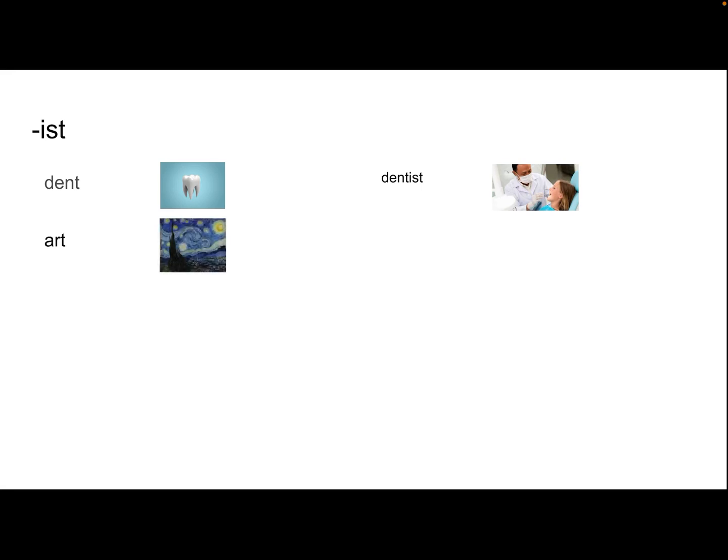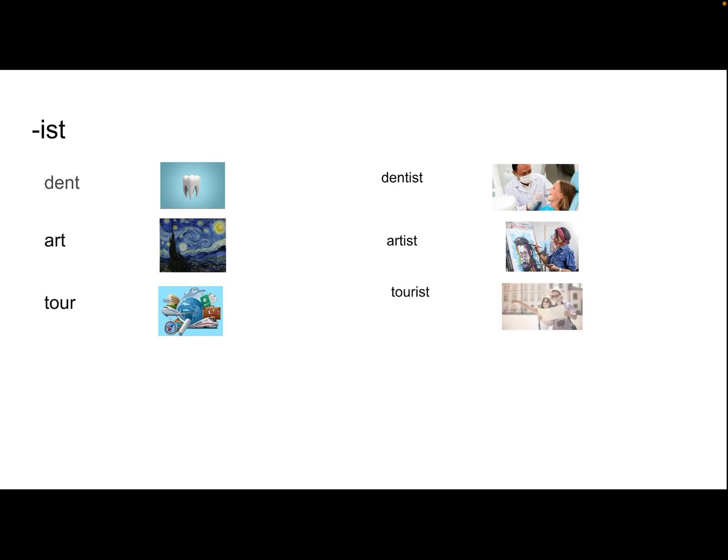Here's a piece of art. What happens when we add IST to the root word art? We get artist, which means it's a person who creates art. Just changes the meaning of the whole word. What about tour? What does it mean to tour? Right, it means to go places. What happens when I add IST? I get tourist, which is a person who goes and tours different places.